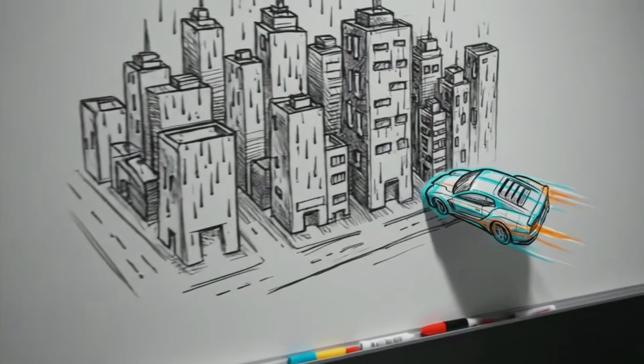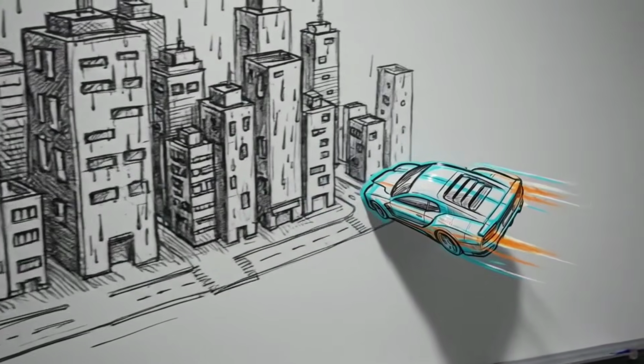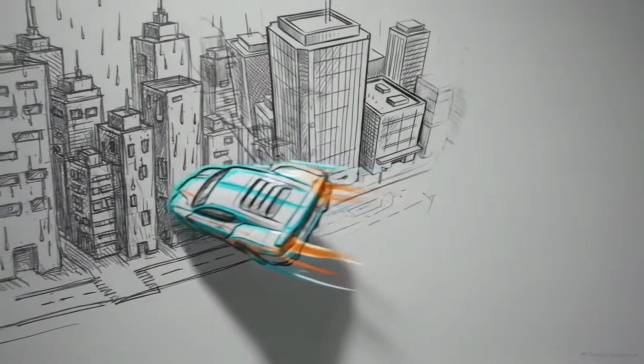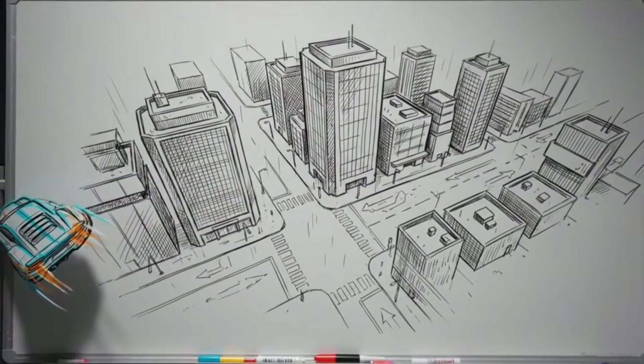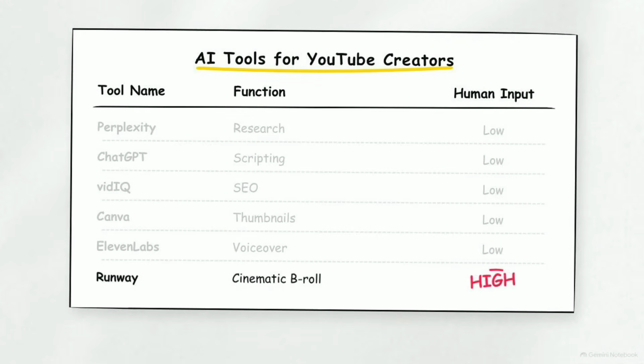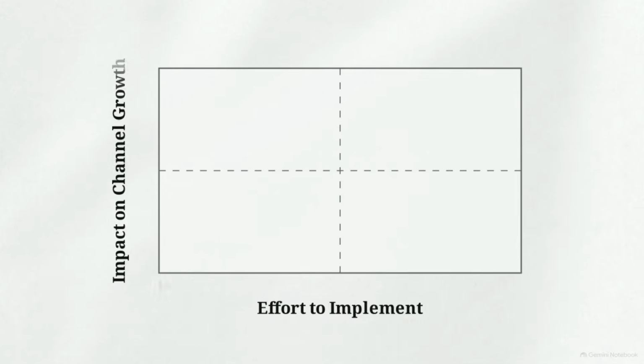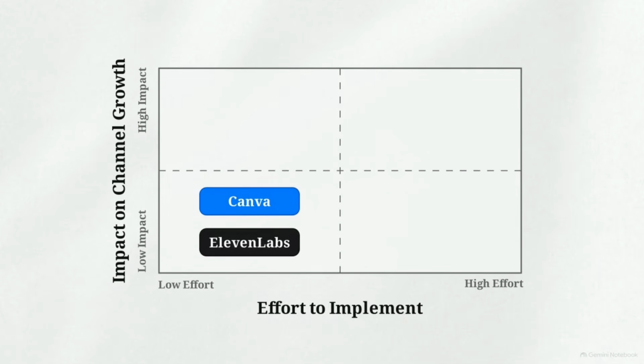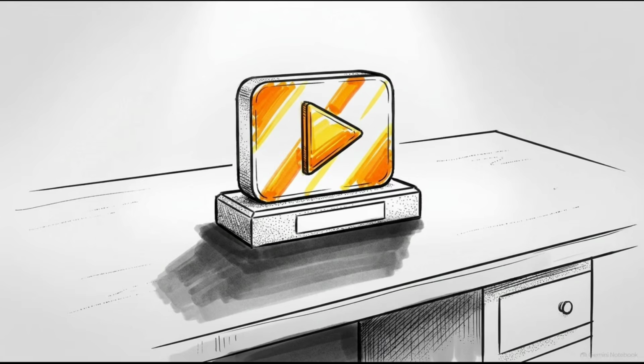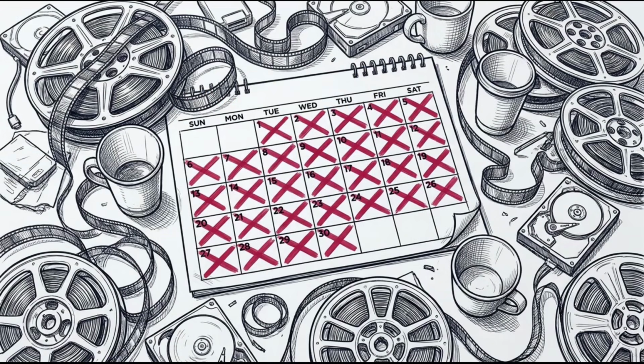For visuals, Runway democratizes high-end, cinematic B-roll. A solo creator can generate establishing shots that would normally require a massive budget. Our table shows Runway demands a high human input. Generating the exact shot you see in your head requires a steep learning curve and constant trial and error, which often leads to disjointed editing. Looking at the matrix, Canva and ElevenLabs sit firmly in the low effort zone, while Runway pushes hard to the right, demanding significant time. These production tools offer immediate visual polish, but chasing perfection with generators like Runway can eat up dozens of hours and completely derail your upload schedule.